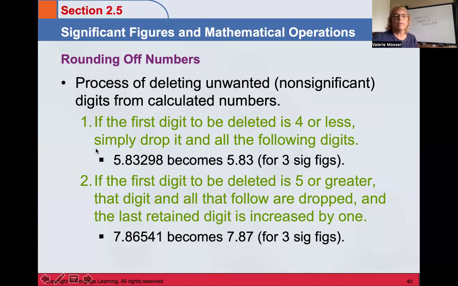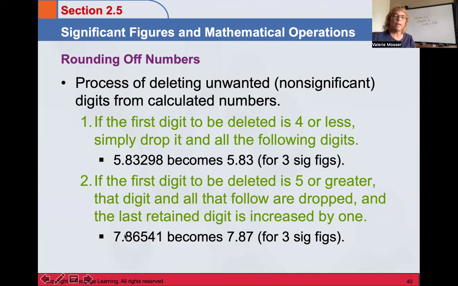So in order to round, if the first digit to be deleted is 4 or less, you're going to drop it and all the following digits. For example, if your calculator gave you 5.83298, and you wanted to round your answer to 3 sig figs, you would start at this 2, and since that's less than 5, you would drop that and everything that came after it, and your answer would be 5.83.